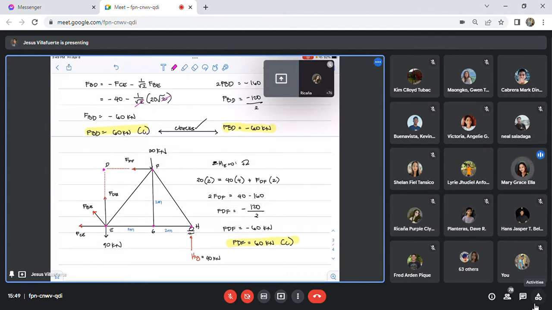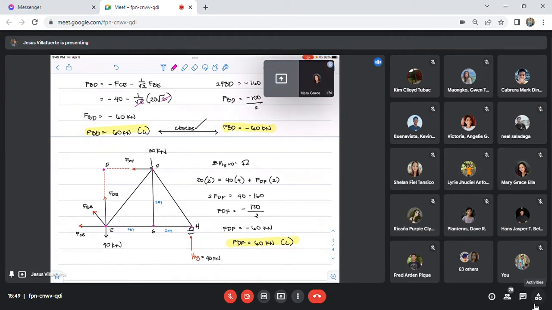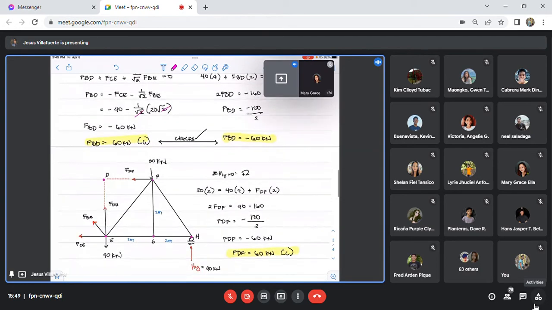It is better, sir, because it is short. Yeah, that is the advantage of it. It is okay because it is short. I prefer the method of sections because it is short. It's just that you have to understand where to cut your sections, because if you do not know where to cut, you will get confused.